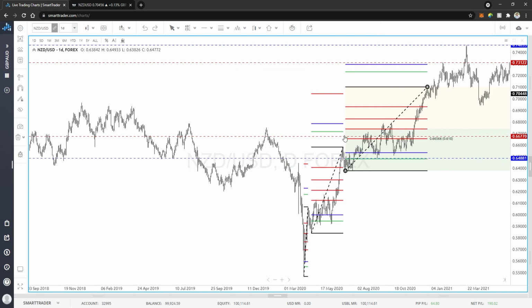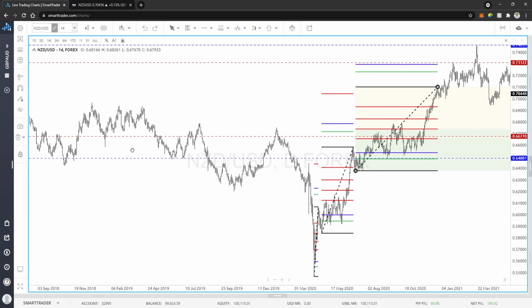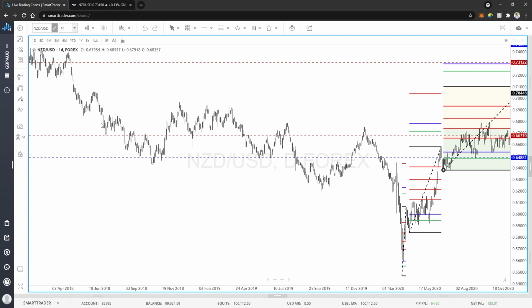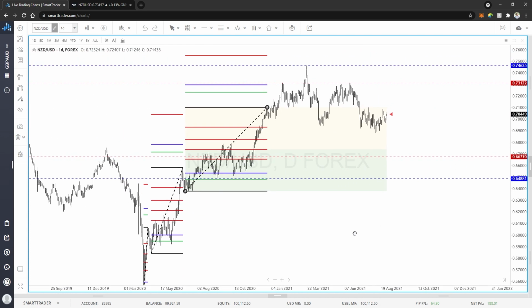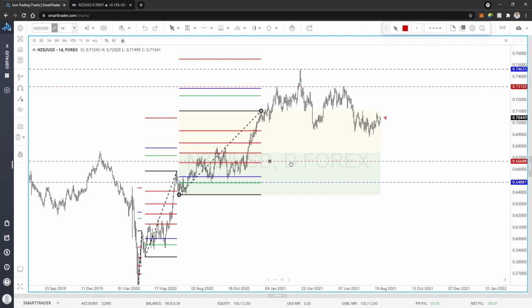As you can see, I dropped this red line and you see price reacted in this zone. Price reacted in this zone. Price reacted in this zone too. So it's definitely a level that I want to pay attention to. Okay, we can leave it there.